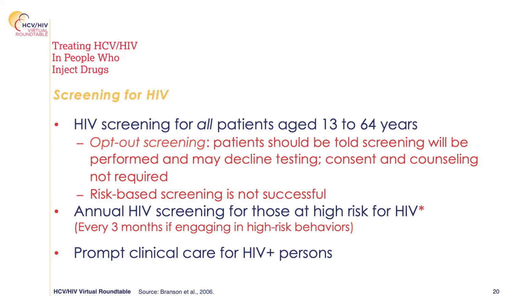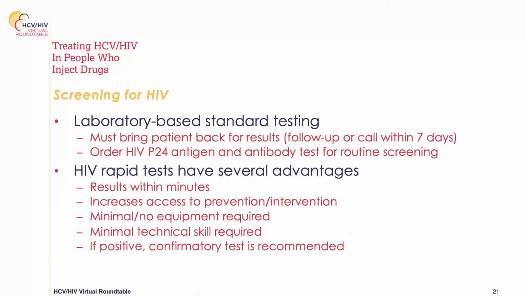It's recommended to do annual HIV screening for those at high risk for HIV. However, it should be done every 3 months if someone is negative but continuing to partake in high-risk behaviors such as injection drug use or having unprotected sex with partners of unknown status or HIV positive status. So the standard laboratory testing is just one blood test. It's an HIV p24 antigen antibody combination test.